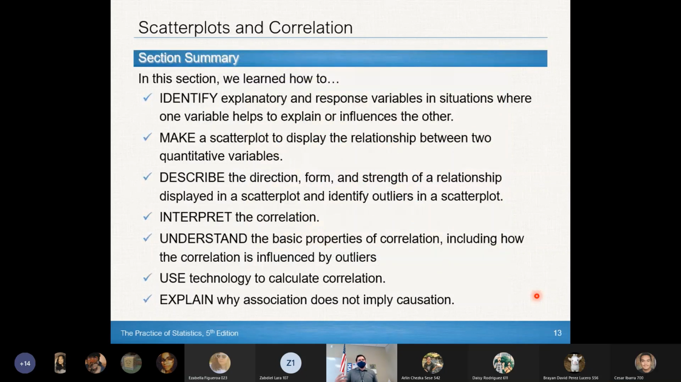So that's the end of the presentation for section 3.1, essentially just dealing with scatterplots and correlation, seeing how we're relating these two quantitative variables together. Last thing I want to talk about is why association does not imply causation. We can find association between two quantitative variables where one is not necessarily causing anything about the other. My favorite example of this is popsicle sales versus shark attacks.